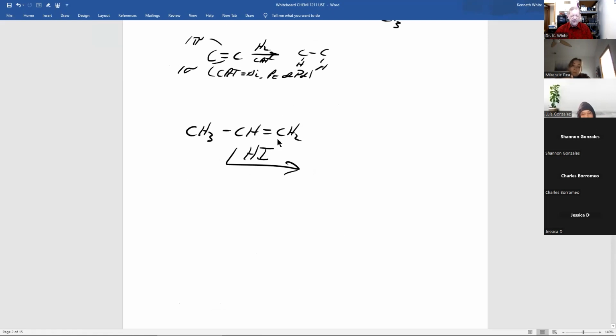And here's one for you to try. Give the organic product or products for the following reaction.